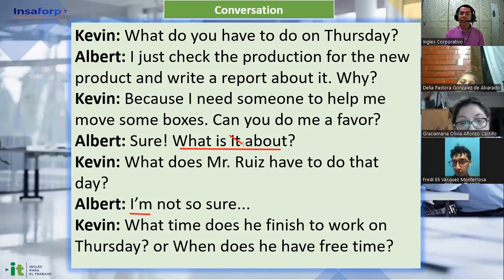But if you omit it, notice the sound, right? What is about? No. Not correct, right? So it's what is it? What is it about? Good.